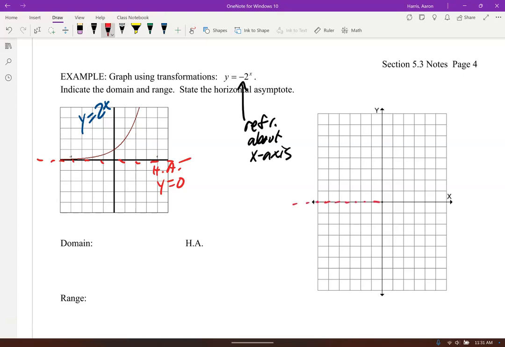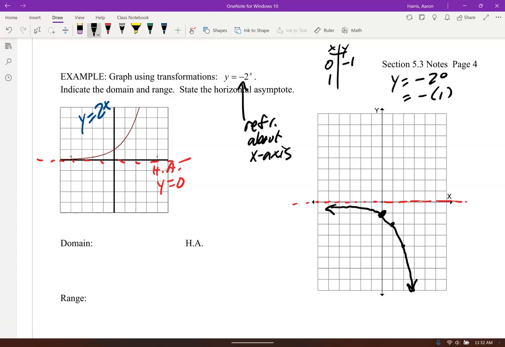So you're still going to have y equals 0 as your horizontal asymptote, but all those points are going to be flip-flopped. So instead of 0, 1, I'm going to have 0, -1. Instead of 1, 2, I'm going to have 1, -2. Instead of 2, 4, I'm going to have 2, -4, and so on. And you could flip-flop all those points about the x-axis. And again, if in doubt, plug a few points in. Let's throw 0 in. -2 to the 0. Well, we know 2 to the 0 is 1, so I have -1. 0, -1. There it is.